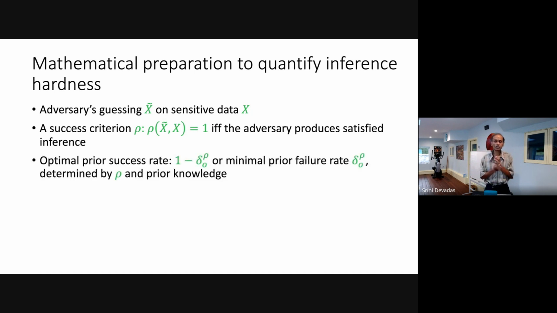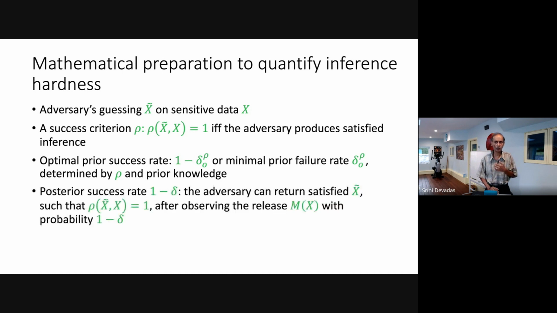We have the optimal prior success rate that I just described to you for the simple whole number example, and it's going to be delta 0 rho because it depends on rho. And the success rate is usually 1 minus delta, and because the prior failure rate is delta 0 rho. And I described to you what an example computation of delta 0 rho would look like for this whole number example. And then the posterior success rate, that the adversary can return satisfied x tilde such that rho x tilde x is 1 after observing the release, right? And then the posterior advantage would be delta 0 minus delta.